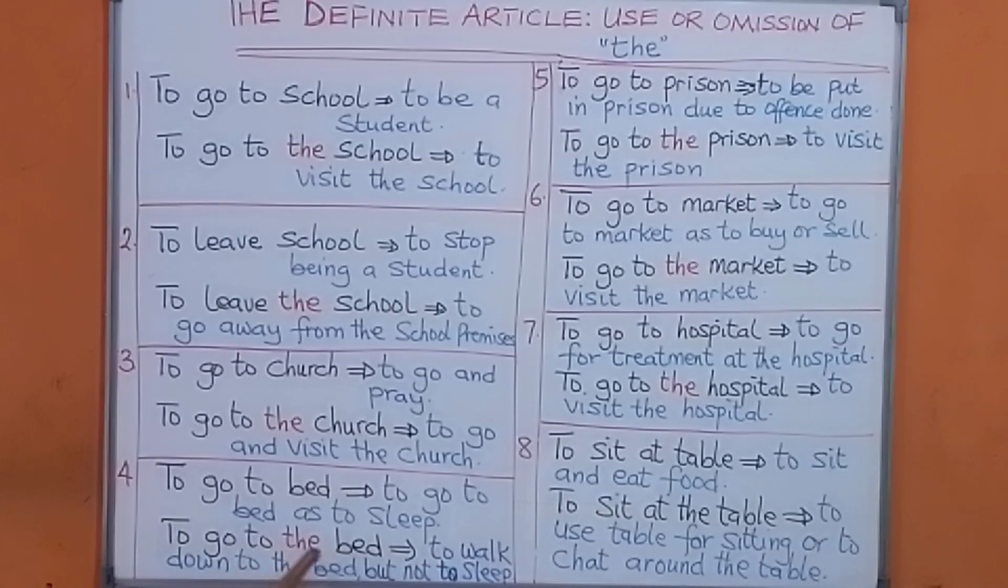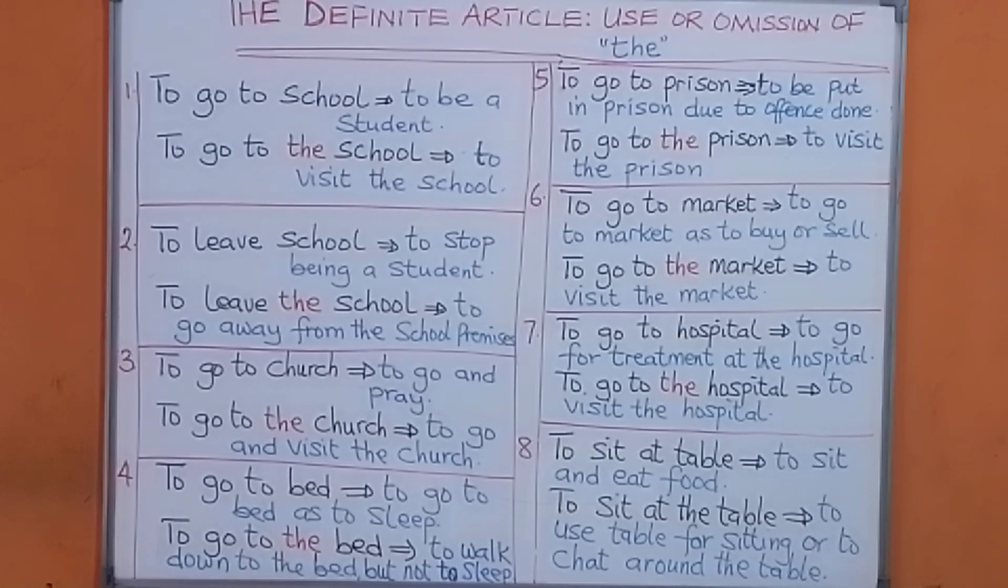But to go to the bed means to walk down to the bed, not to sleep. To just go to the bed. Maybe move around the bed, sit on the bed, touch the bed, but not to sleep. That is to go to the bed. But if you are going to sleep, you say, "I go to bed". If you are not going to sleep, then you can say, "I go to the bed".